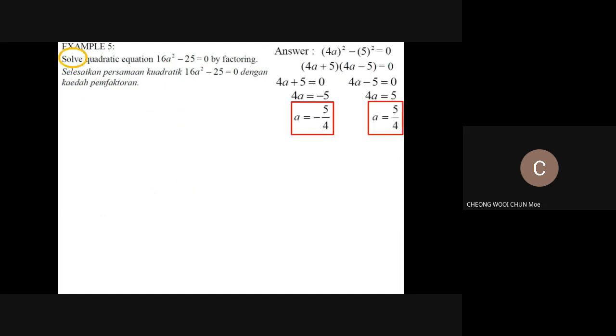So example 5, solve. So find the value. Here got a only, you find a. So 16a squared minus 25 equal to 0 by factoring. Here a squared, here no a, so you do not use the previous method. Just 16 and 25, I can see the squares. How to get 16? 4 squared. How to get 25? 5 squared. So I can put the whole thing squared, because 4 squared is 16, a squared is a squared. Minus is still minus. Only when there is minus can you use the method. 5 squared is 25.